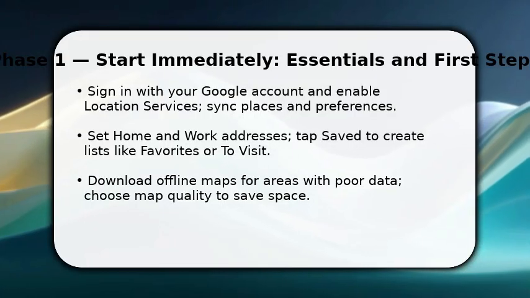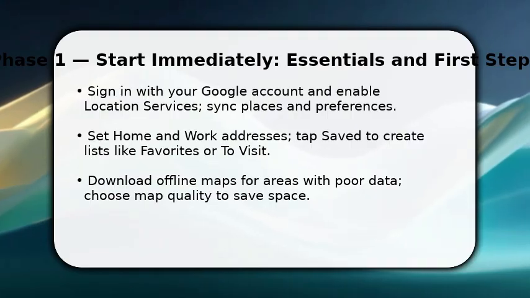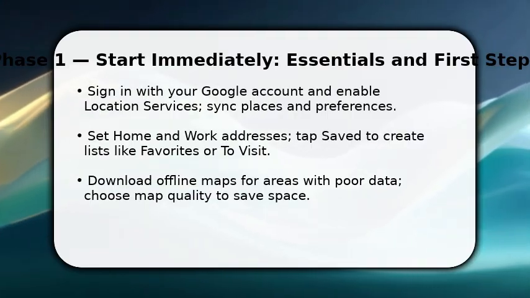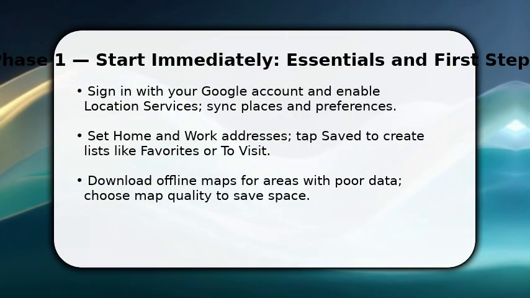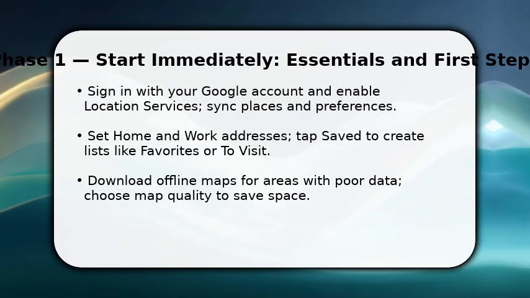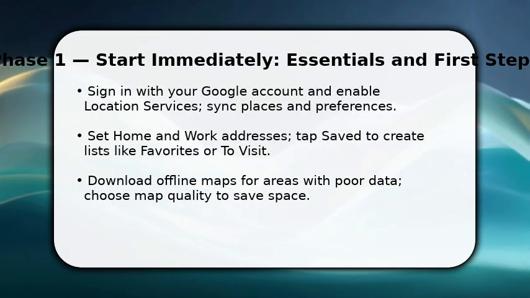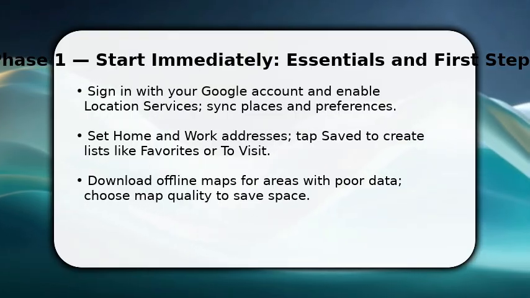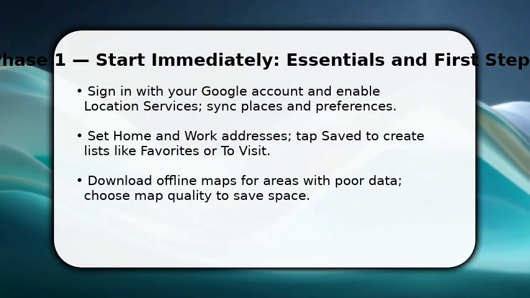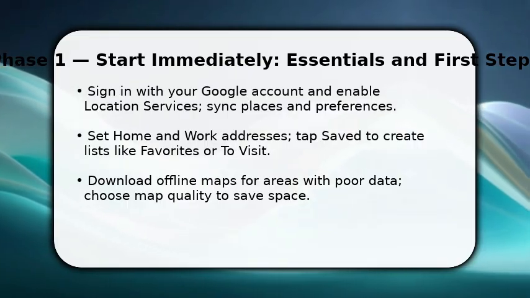You start by signing into Google Maps and turning on location services so the app knows where you are. This enables real-time routing. Next, you add home and work so directions are one tap. This saves time and avoids typing. Once done, create saved lists like favorites.